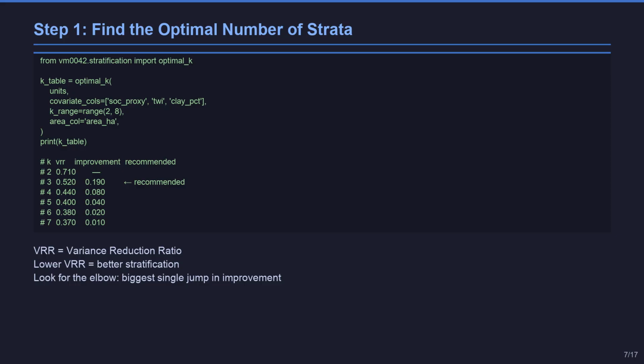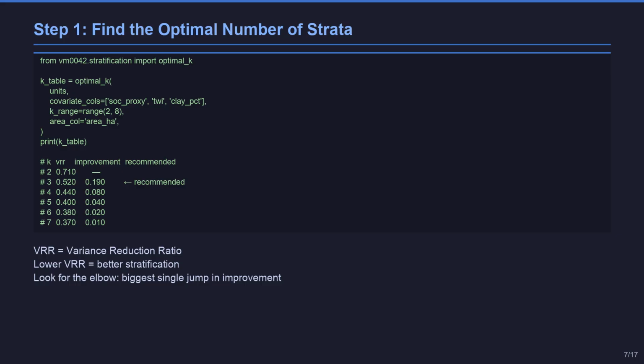Look at the VRR column. At k equals 2, 0.71. At k equals 3, 0.59. At k equals 4, 0.44. Then it starts flattening. 0.40, 0.38, 0.37. The recommended flag is on k equals 3.